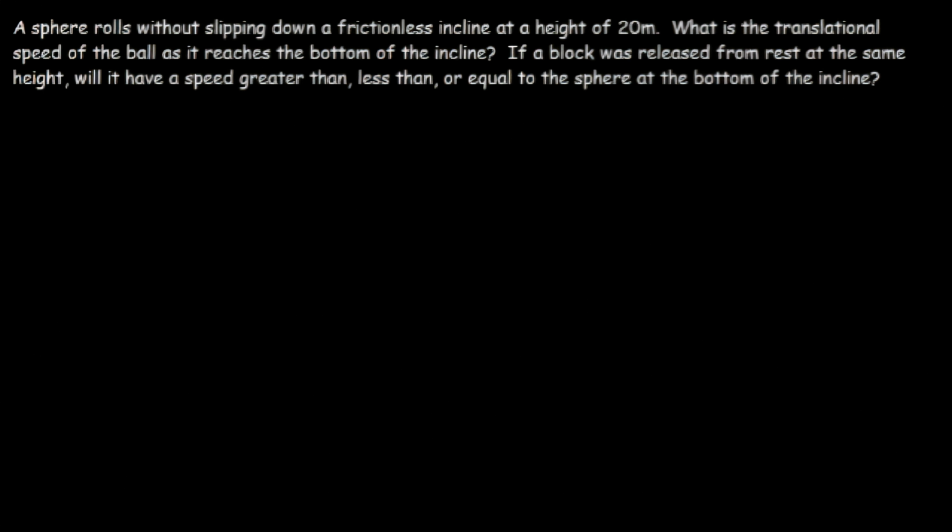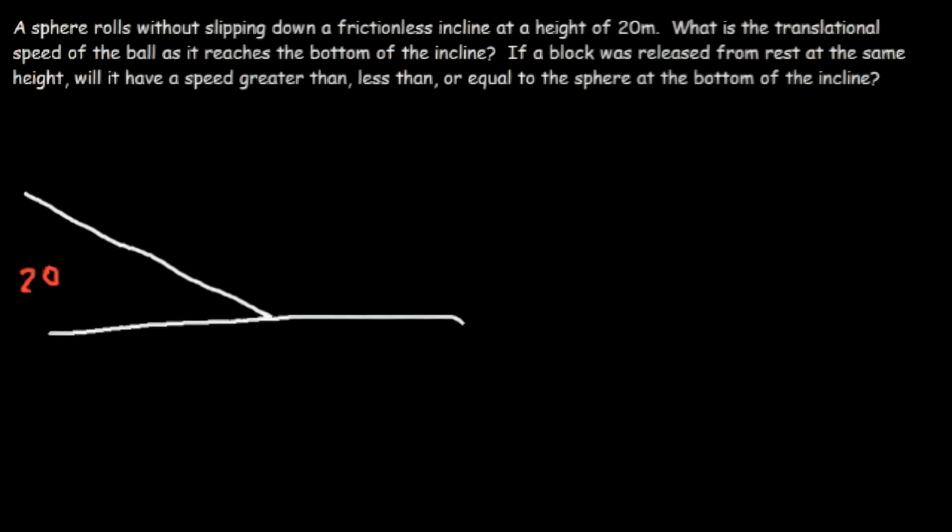A sphere rolls without slipping down an incline at a height of 20 meters. What is the translational speed of the ball as it reaches the bottom of the incline? So here's the sphere, and it has a radius r, but we don't know the mass or the radius of the sphere.